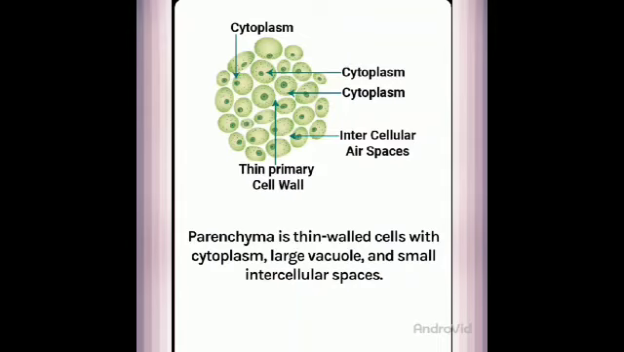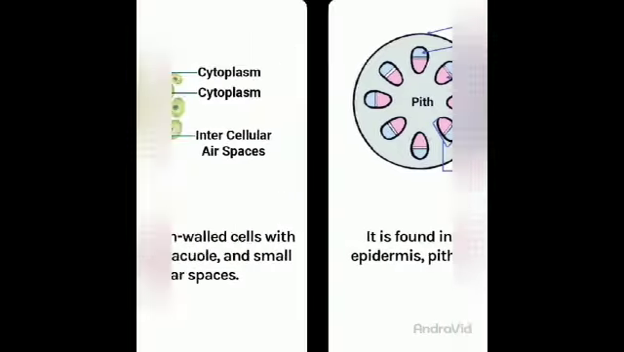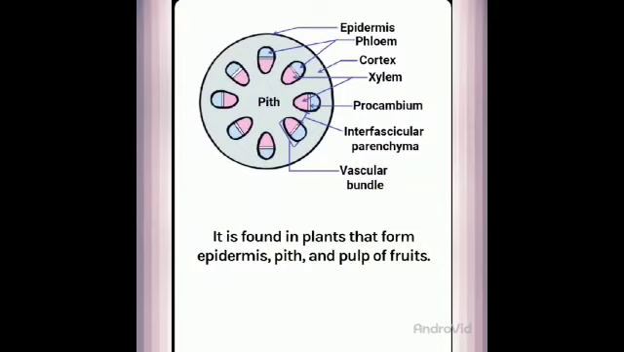These are the differentiating points of the parenchyma from other tissues like collenchyma and sclerenchyma. Here are the specific characteristic points of parenchyma. It is found in plants that form epidermis, pith and pulp. So this parenchyma is found where? Here you can see this tissue is mainly found in plants in epidermis, pith and pulp of fruit. Pulp is the fleshy part of the fruit and epidermis is the outer covering of any kind of tissue.